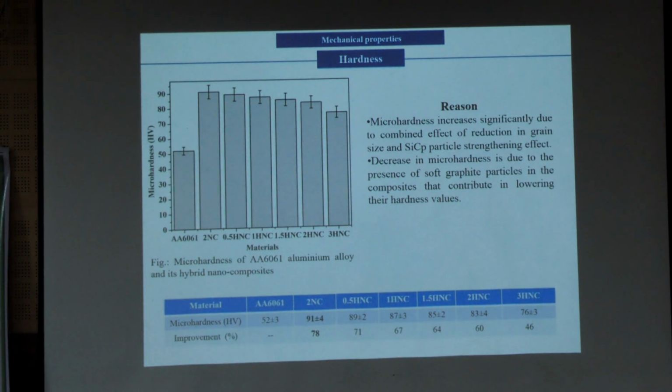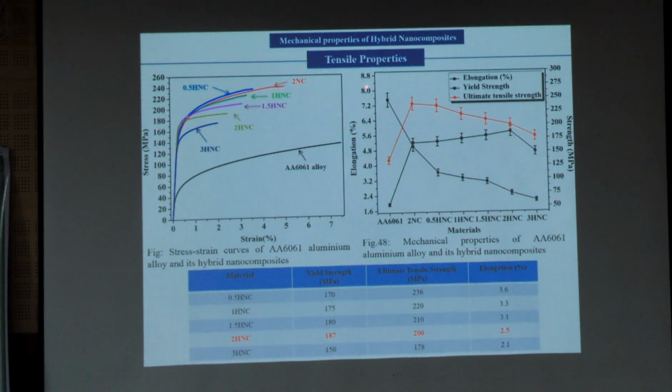So here if you observe, when the graphite is added, slowly the hardness is reducing. Then the combined effect of reduction in the grain size as well as SiC particle agglomeration and the particle strengthening effect, because of this the hardness is slowly reducing, right? And then if you see, this is the tensile properties. The tensile properties are also the same.